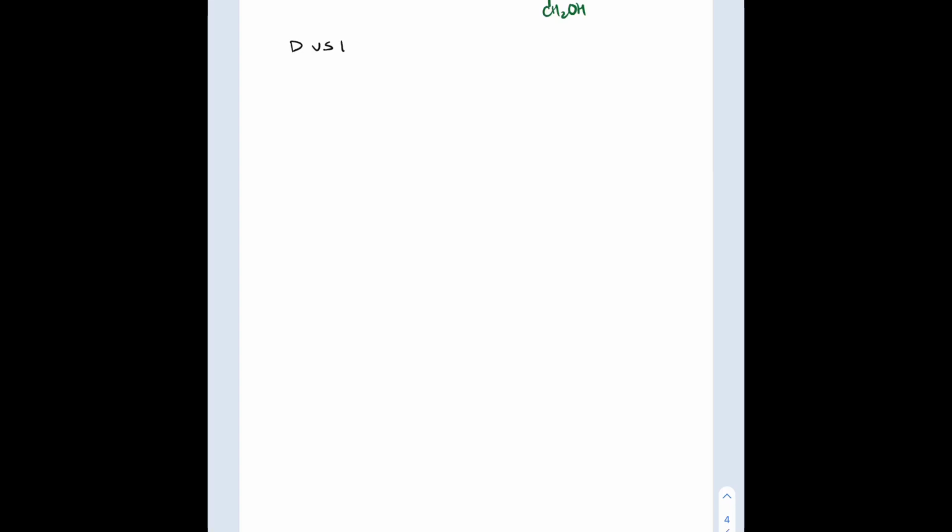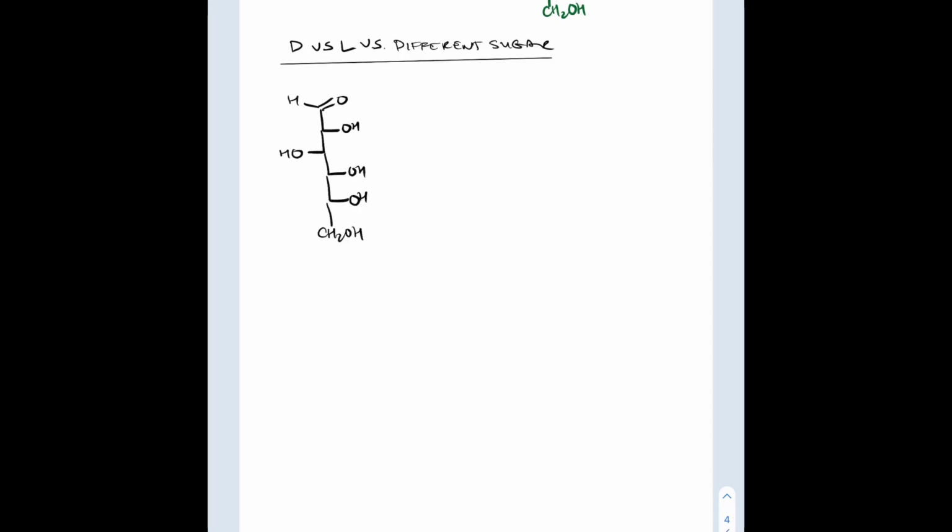Now we want to go over a couple of terms, a little vocabulary. We're going to compare D versus L versus completely different sugars altogether. So let's say we've got this sugar here. The hydroxyl groups go right, left, right, right. Remember, those are all chiral centers.